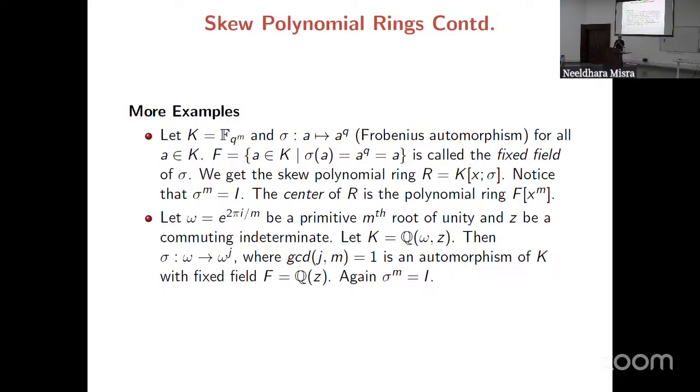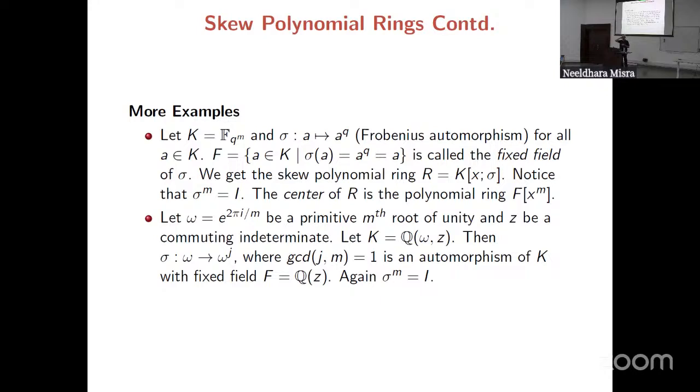And I wanted to point out one more nice thing here. Like in the previous example, sigma squared was identity. Here sigma to the m is identity. And there's something more here: if you look at all automorphisms of K with F_q as the fixed field, all automorphisms of F_q^m with F_q fixed are generated by the Frobenius automorphism. So it's a cyclic group, the Galois group is cyclic. Sorry for throwing some big sounding words. Basically, there are no other automorphisms other than the powers of sigma.